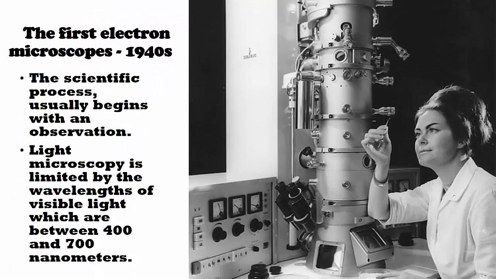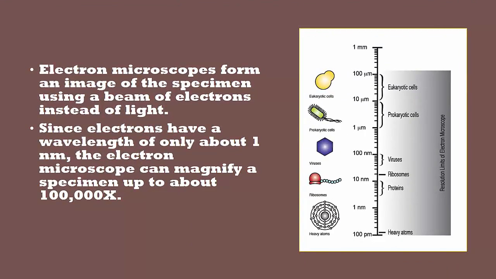The first electron microscopes were invented in the 1940s. The scientific process usually begins with an observation. Light microscopy is limited by the wavelengths of visible light, which are between 400 and 700 nanometers. Electron microscopes form an image of the specimen by using a beam of electrons instead of light. Since electrons have a wavelength of only about 1 nanometer, the electron microscope is able to magnify a specimen up to about 100,000 times.